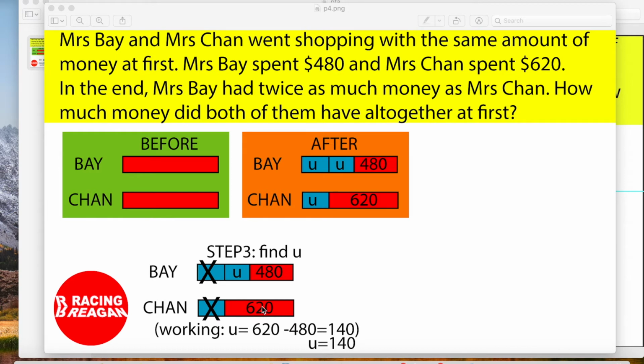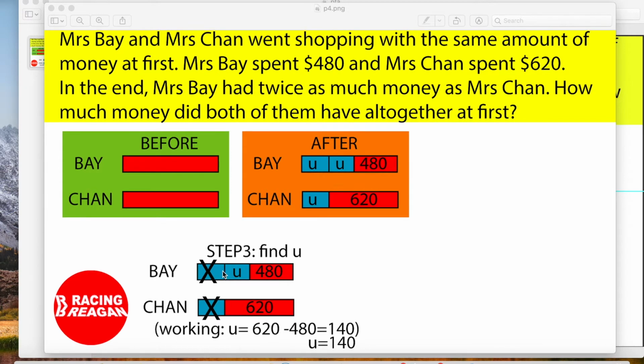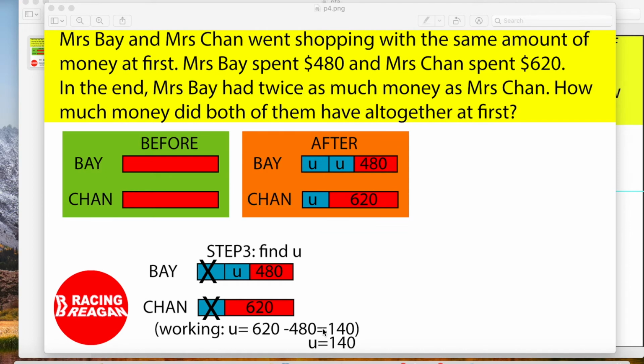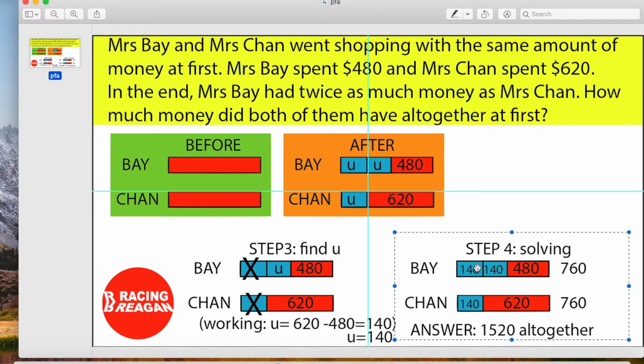So now, in order to find unit, this is what you do. 620 minus 480, which equals 140. So now, it's getting a bit easier, right? So what you do is, you take Mrs. Bay, because now you know how much is 1 unit, which is 140. You put all of the units with 140, 140, 140.